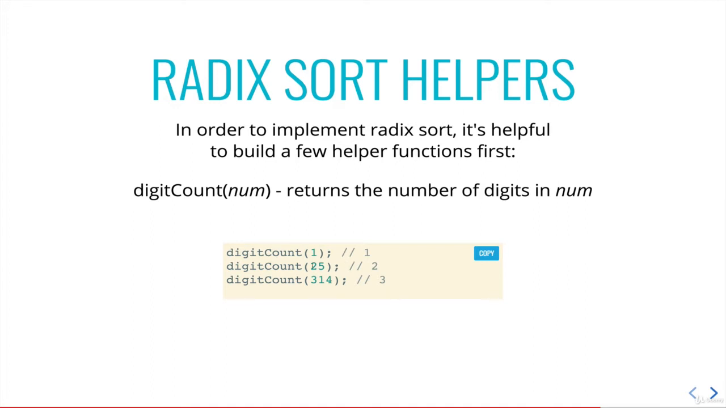So digit count, you just pass in a base 10 number, and it should return to you how many digits are in there. So this would give us 3 digits. This is a 2-digit number. This is a 1-digit number. You could do this as a string, convert it to a string, find the length, or you could do some math, which is what I'm going to do. So pause it if you want to try and implement this on your own.